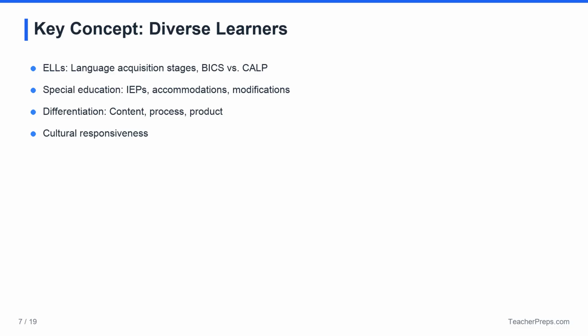Differentiation means adjusting content, process, or product based on student needs. Use flexible grouping and tiered assignments. And cultural responsiveness means valuing students' backgrounds and incorporating their cultures into instruction.